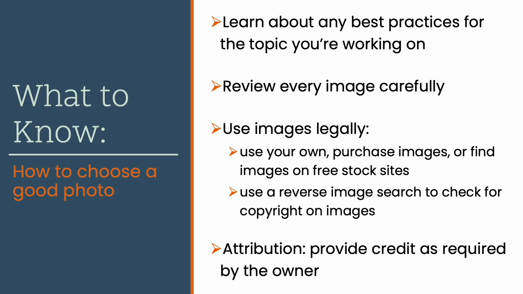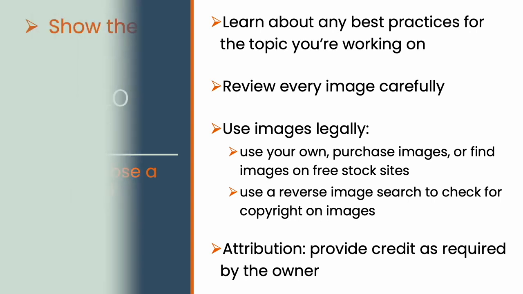And then the final thing is to always provide credit or attribution as it's required by the owner. Some licenses, like Creative Commons, will always have an attribution requirement. And then, there's probably also some limits on what you can do with the image. So just make sure that you're using these images legally and appropriately. And if you're not sure how to check for that, watch the video that I have linked down below on image licenses. All right, let's get going.